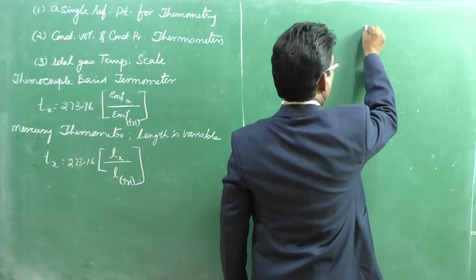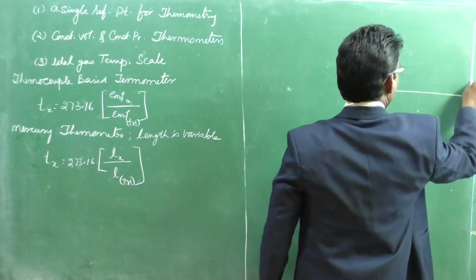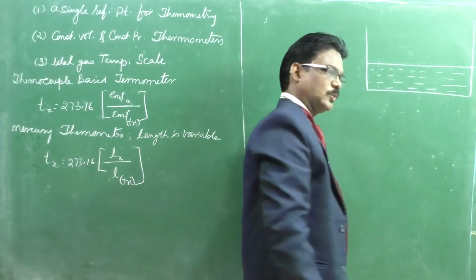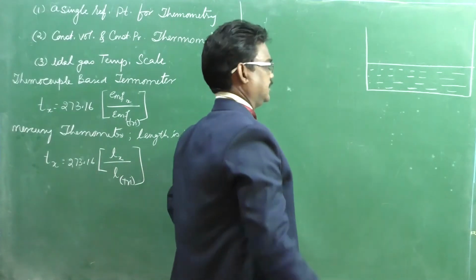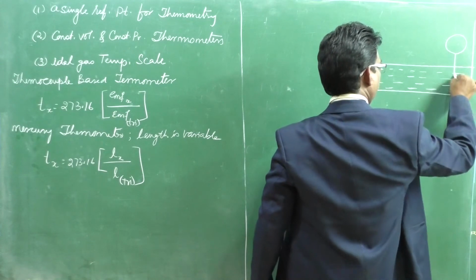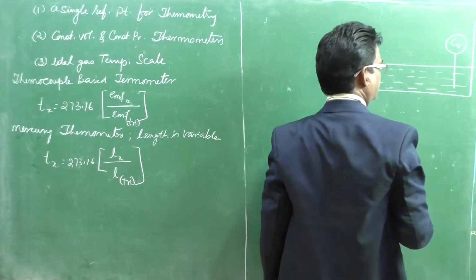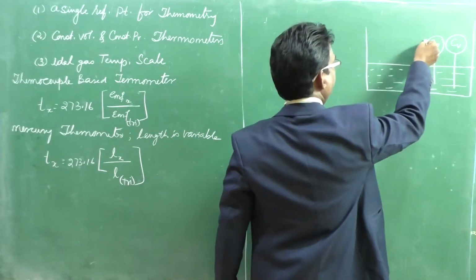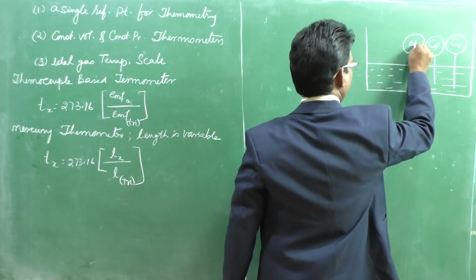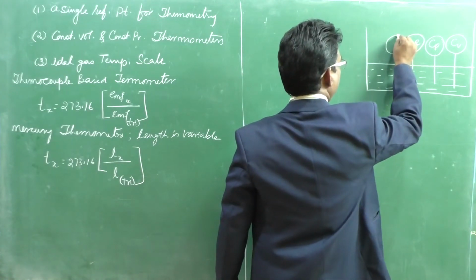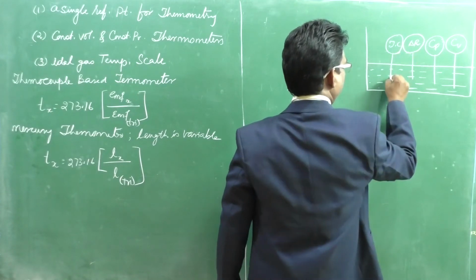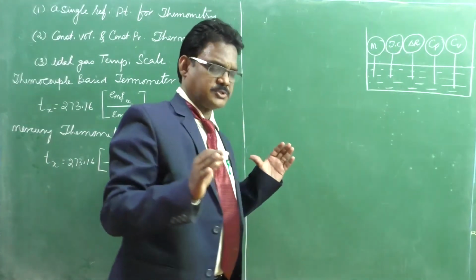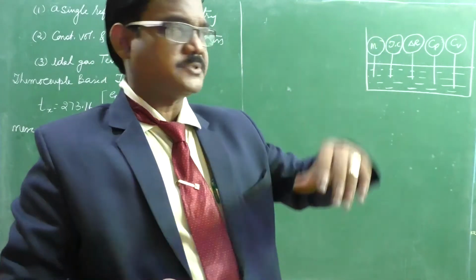A hot bath. Assume this is the system that is having hot water. This hot water temperature is measured by these 5 types of thermometers. First one is the constant volume thermometer. The second one is the constant pressure thermometer. The third one is the variable resistance thermometer, and the fourth one is the thermocouple thermometer. The fifth one is the mercury thermometer. So the same system temperature was measured by these 5 types of thermometers.